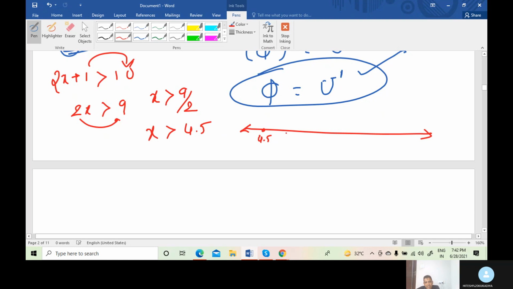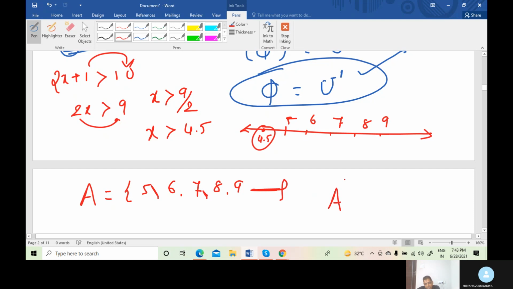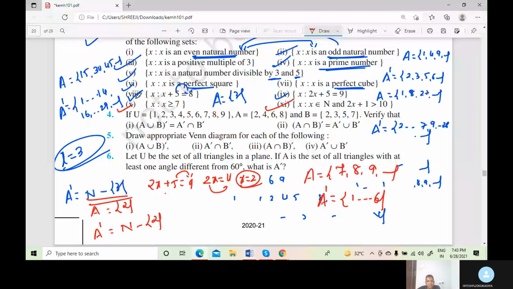Now the natural numbers greater than 4.5 are 5, 6, 7, 8, all the natural numbers greater than 4.5. Right? So our set A equals 5, 6, 7, 8, 9, and so on. So its complement: cancel all those elements, so the remaining elements are 1, 2, 3, 4. Clear, students? Okay. So here question 3 is completed.